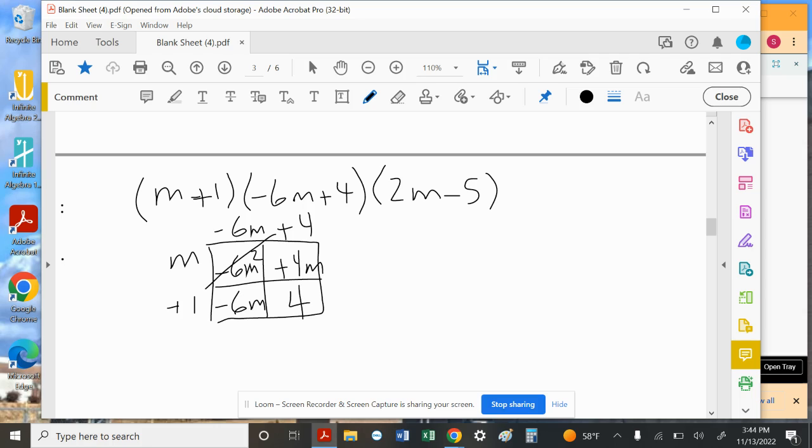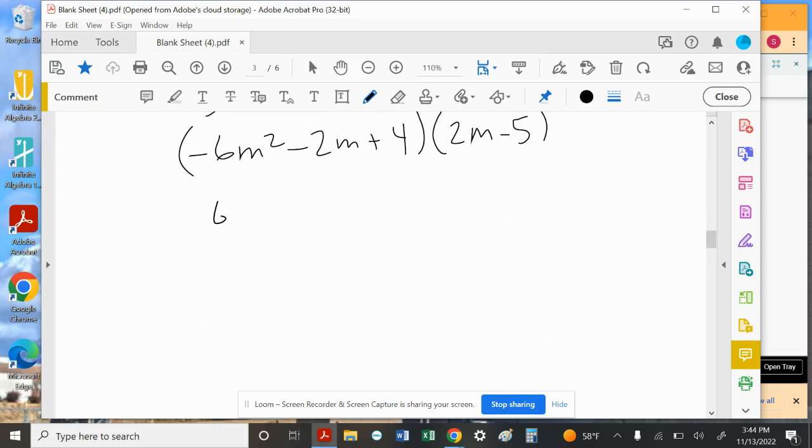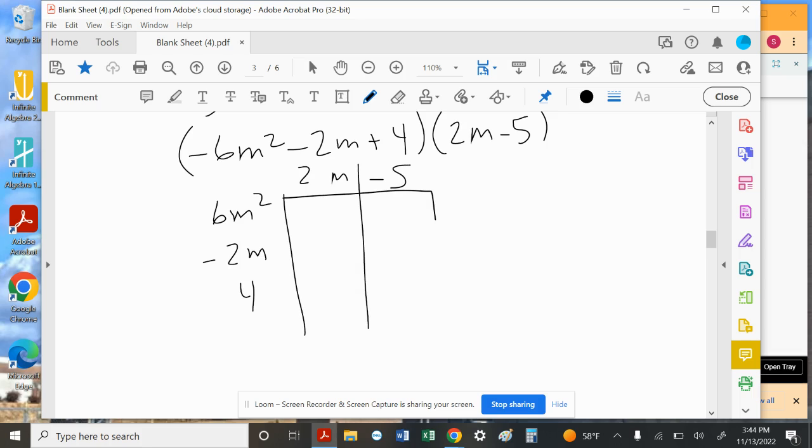Then I'm going to add the diagonals. So that would be negative 6m squared minus 2m plus 4. And that would be my answer when I multiplied the first two. Then I'd have to multiply it by 2m minus 5. And so to do that, negative 6m squared minus 2m plus 4, times 2m, whoops, minus 5. Should put those a little closer. Okay, so I have these. There's my box. 6m squared times 2m is 12m cubed.